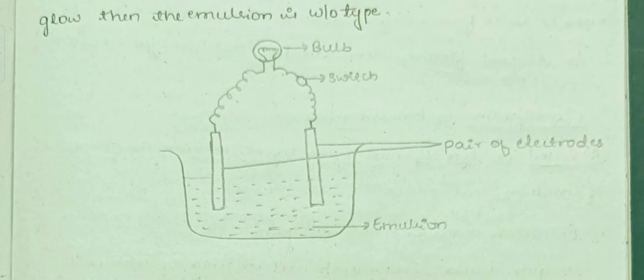If the continuous phase contains the oil, that is water in oil type of emulsion, oil is the continuous phase, then the oil does not conduct electricity, the bulb will not glow, and it confirms that it is the water in oil type, W/O type of the emulsion.